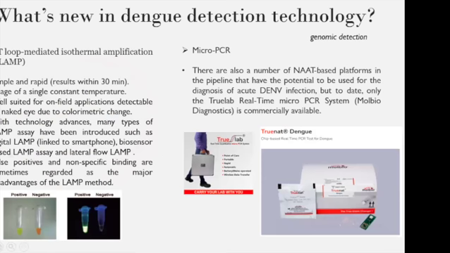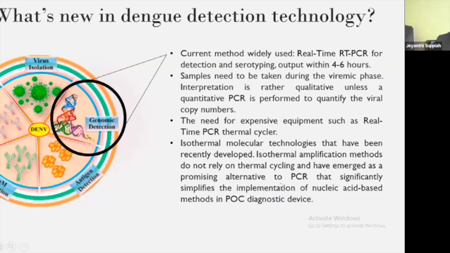Yes, okay. So in the usual PCR setting, you have several ranges of temperatures that you need to set in the PCR thermocycler in order for you to get the output. But in the isothermal molecular technologies, you only rely on one constant temperature. So the amplification still takes place, but at a constant temperature. So this significantly simplifies the implementation of nucleic acid-based methods in POC diagnostic devices.